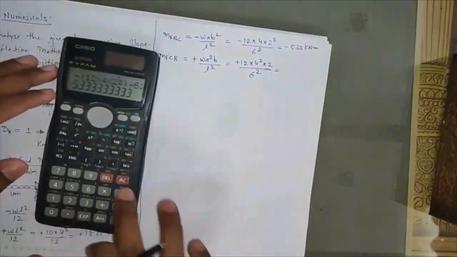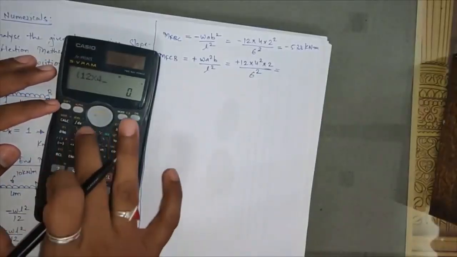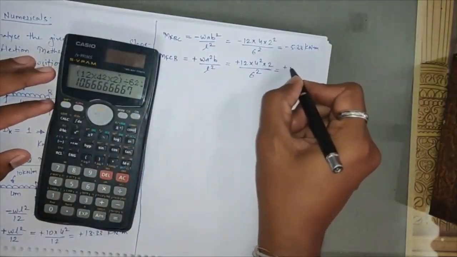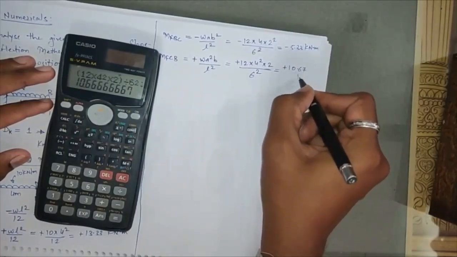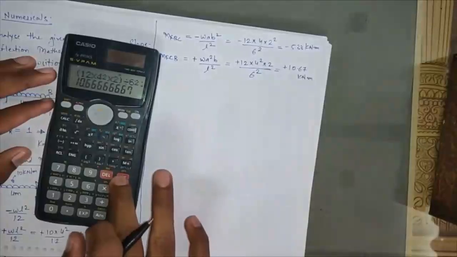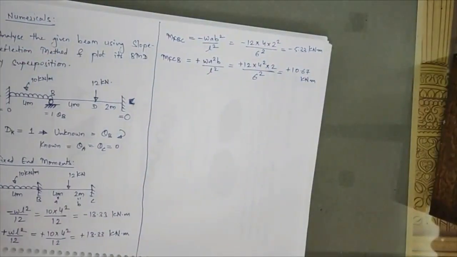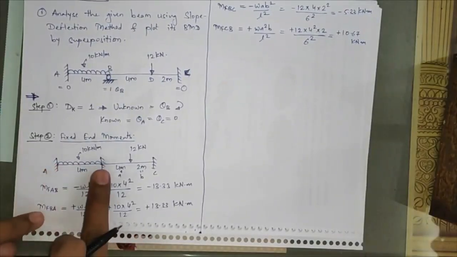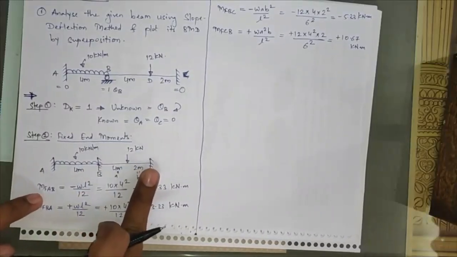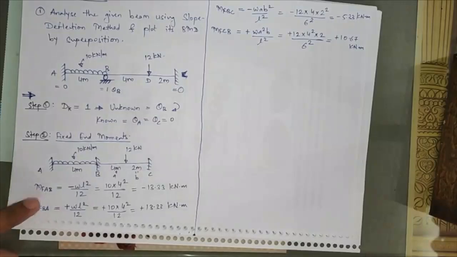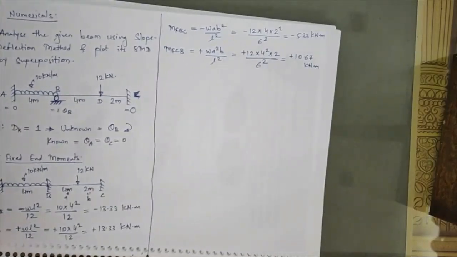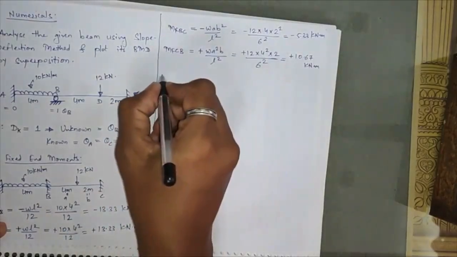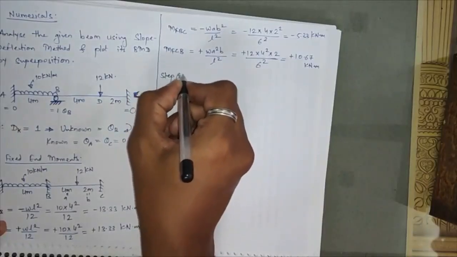So this value comes equal to 12 into 4 square into 2 divided by 6 square. So that comes equal to plus 10.67 kilonewton meter. So these are my fixed moments: at joint A, MFAB; at joint B for member BA, that is MFBA; at joint B for member BC, that is MFBC; and at joint C for member CB, that is MFCB. So this will be my step number 2. Okay, now next we'll go for step number 3.